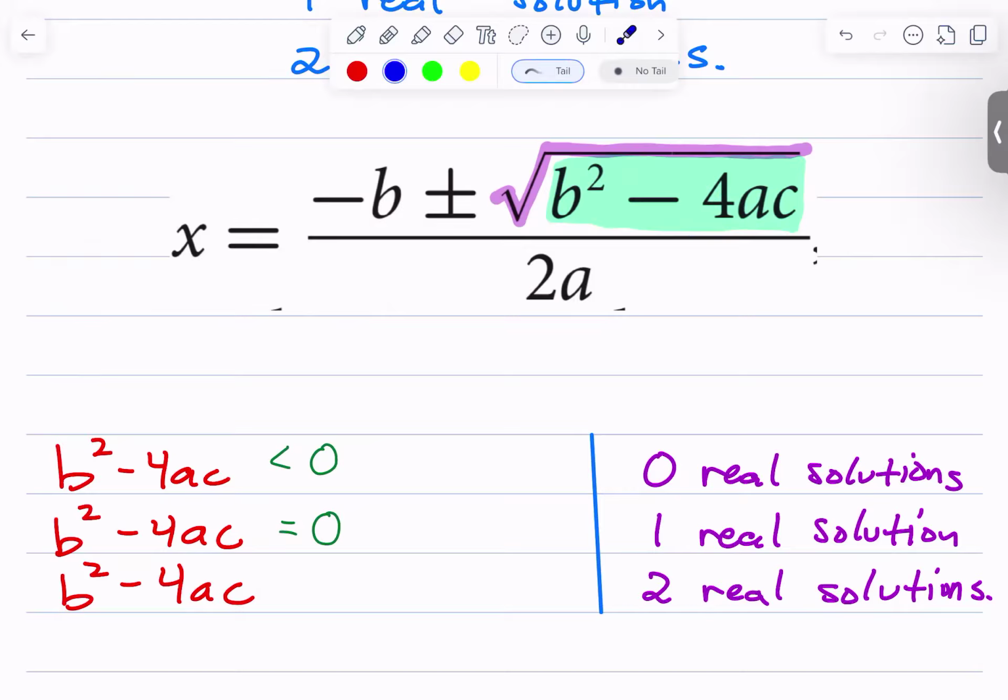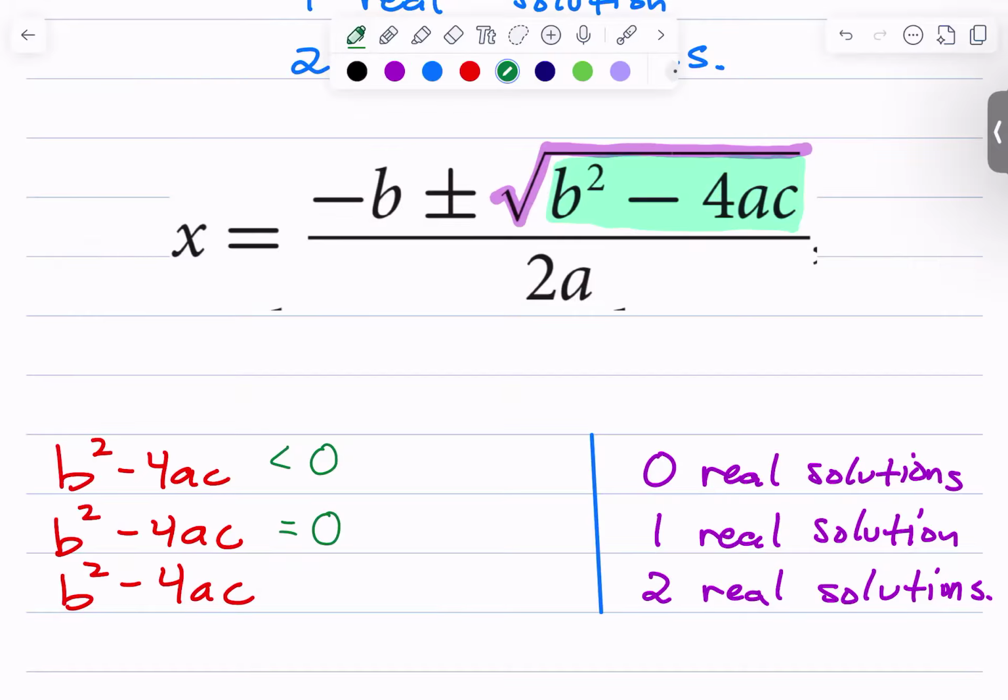Square root of 0 is 0, correct? So negative b plus 0 and negative b minus 0, that's the same thing, correct? That's just negative b. So that's why we only have 1 solution, because that real solution will be negative b over 2a. Does that make sense? Questions on that idea? No?